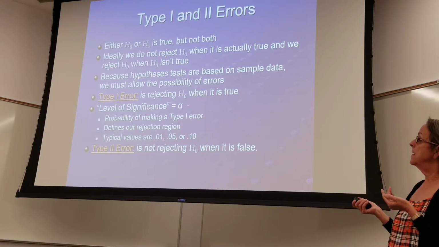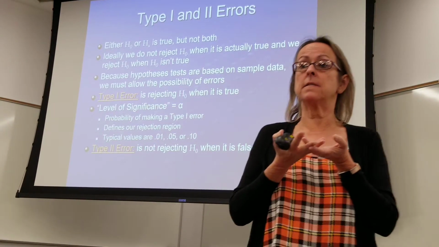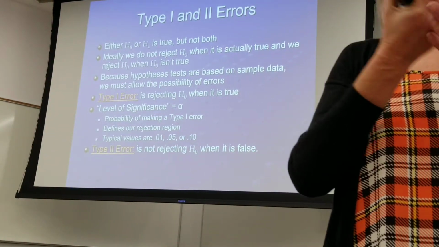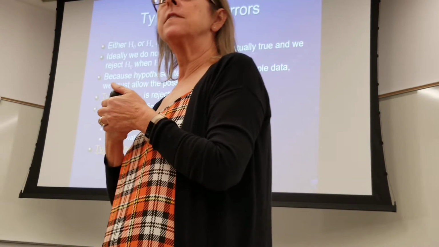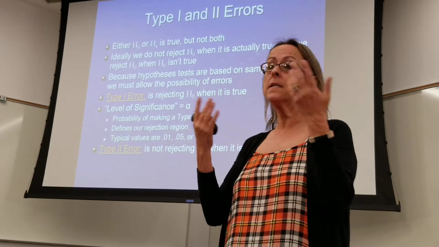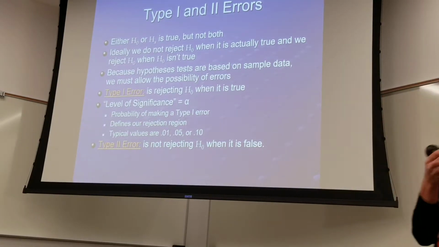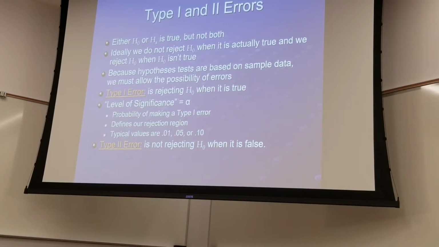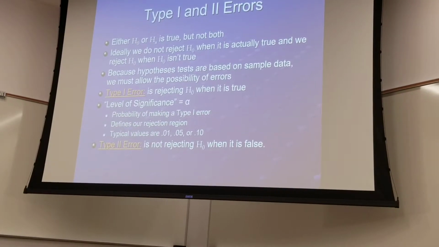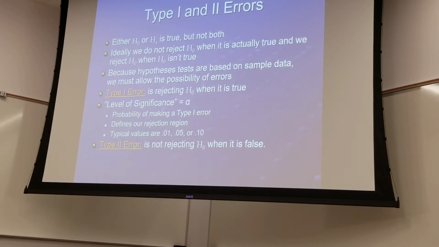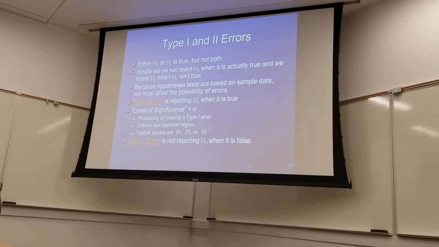That will happen alpha of the time. You, as the person doing the experiment, decide what alpha is. You want to be 95% sure, then what's your alpha? 5%. Okay, you want to be 99% sure, what's your alpha? 1%. You get to decide what your alpha is. And your alpha is the chance of rejecting a null hypothesis that's correct. A type 2 error is accepting a null hypothesis when it's wrong. So you accept the null, but you shouldn't have. That's a type 2 error.